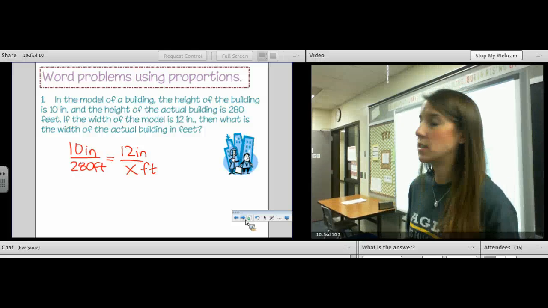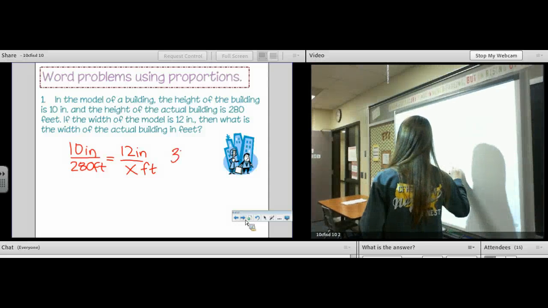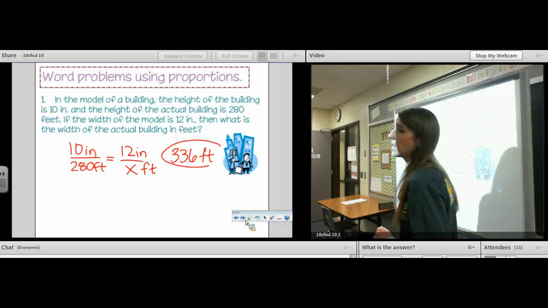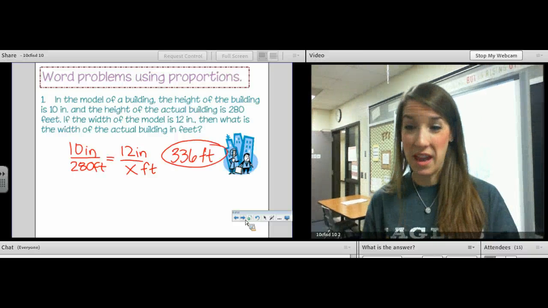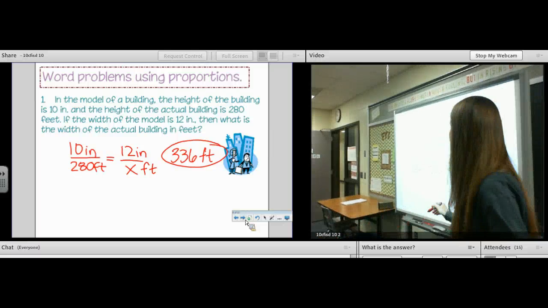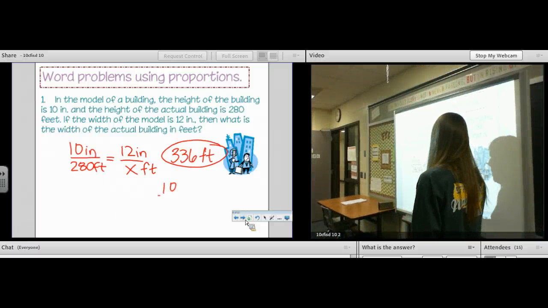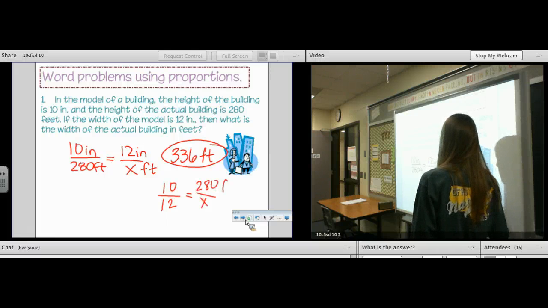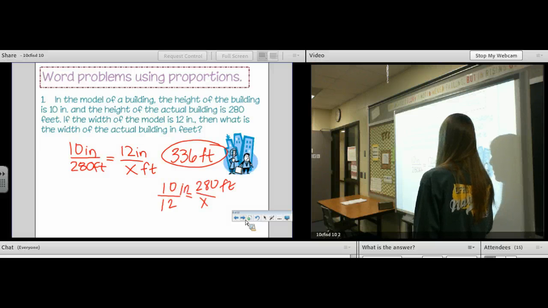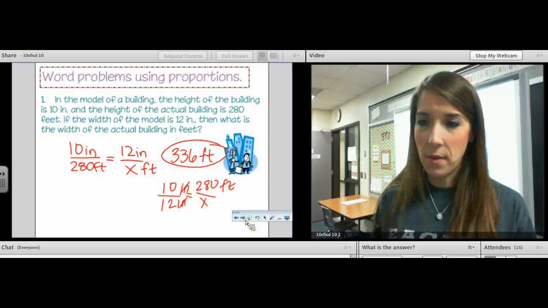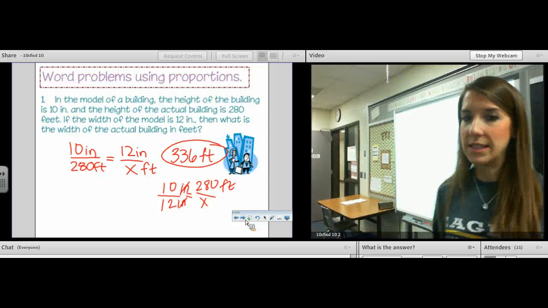So the final answer is 336 feet. The inches, like I said, will cancel. Remember, if you would rather, you could have written it like this: 10 is to 12 as 280 is to x. And then you can really see how the inches cancel. Whichever way makes most sense to you.